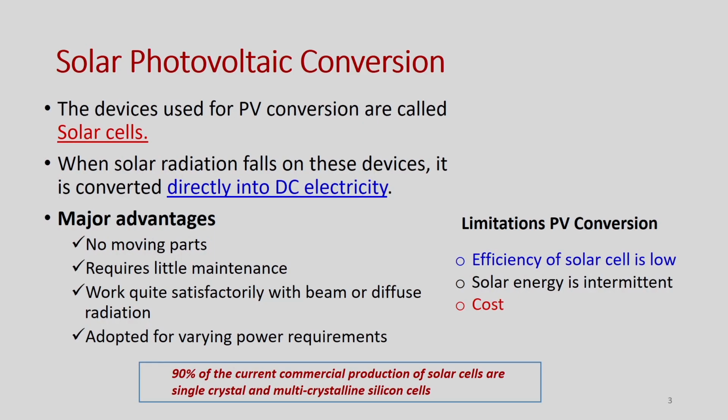And the primary limitations of these PV technologies are efficiency of the cell is low and solar energy is intermittent. So, we need to depend on some kind of storage systems, and cost is an issue. And as we can see, for your information, in the market 90% of the solar cells are made of silicon based solar cells. That means single crystalline and multicrystalline solar cells.